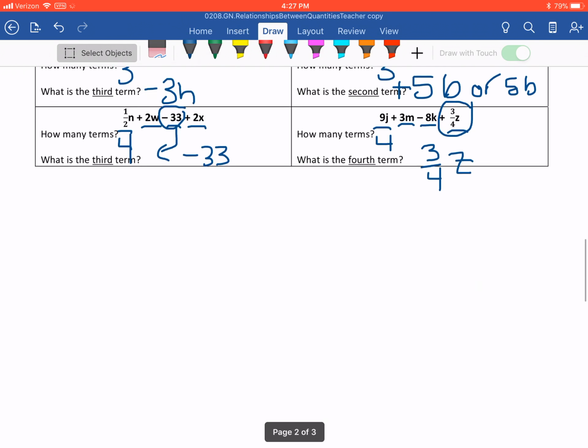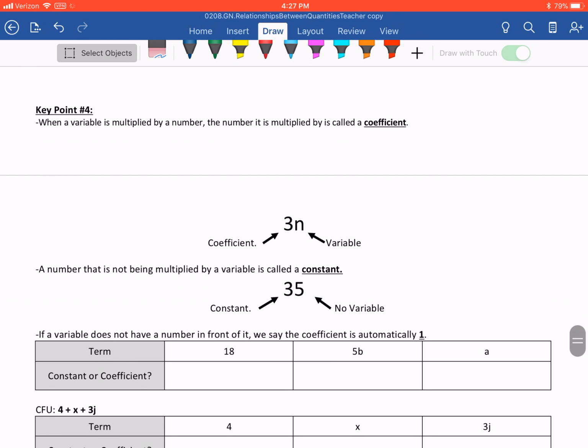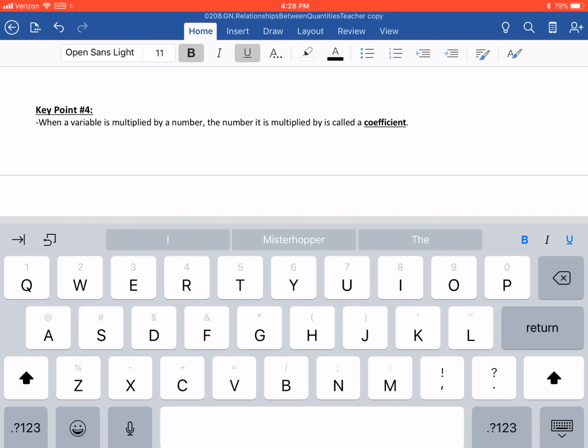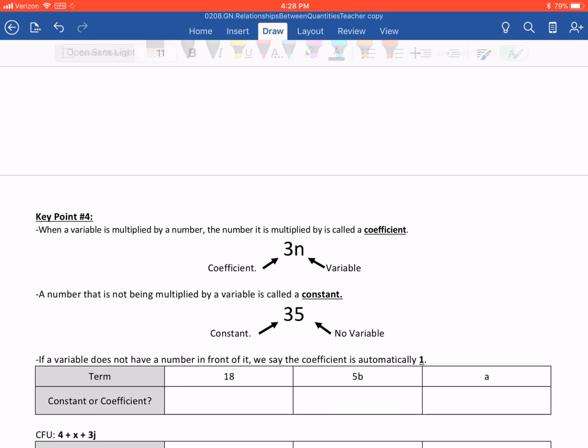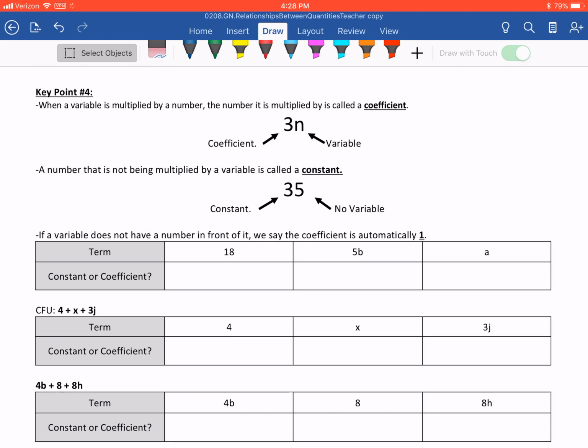All right, moving on. Last key point. Let me fix this. That needs to be on the next page. All right, you know what this means. It's time for the last one. I saved the best one for last.